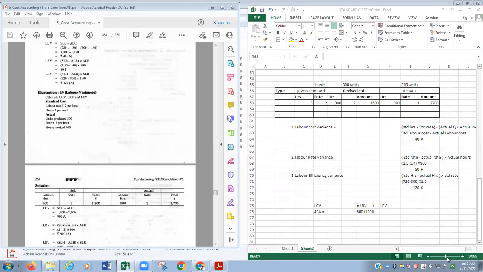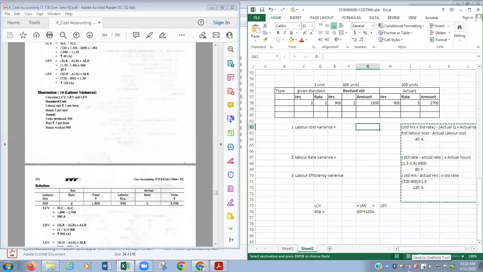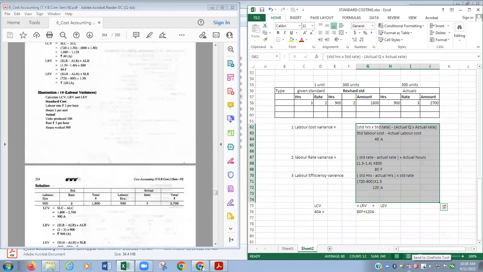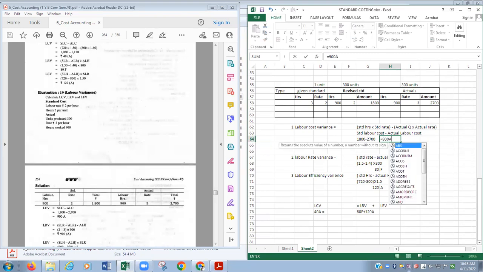Now we can use our formulas and find out the variances. Just a minute, let me shift this to the left side. First one, labor cost variance: standard cost minus actual labor cost. Standard cost was 1,800, but actual cost incurred was 2,700. So we spent more than standard. How much more did we pay? 900. So it will be 900 adverse. Clear, students?